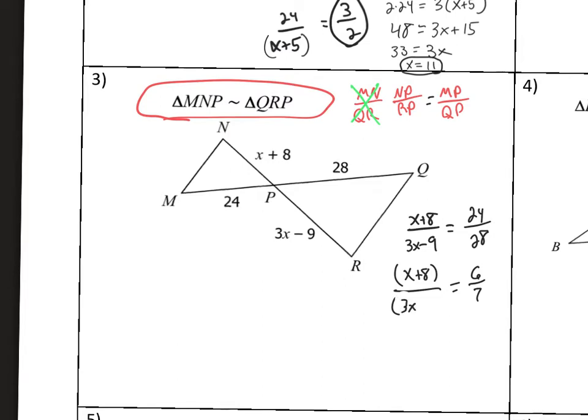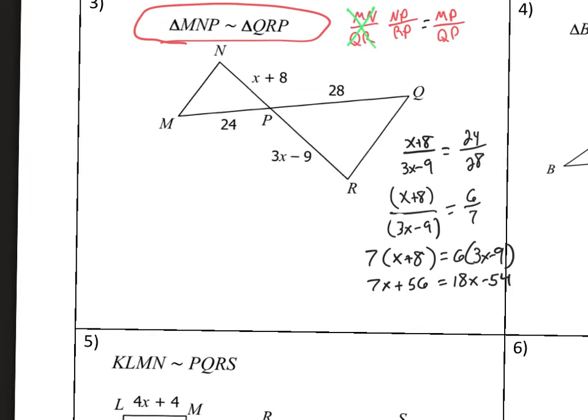3x minus 9. Okay, so let's find the cross product. 7 times (x plus 8) equals 6 times (3x minus 9). 7x plus 56 equals 18x minus 54. Holy smokes. Doing some nice algebra on this problem.